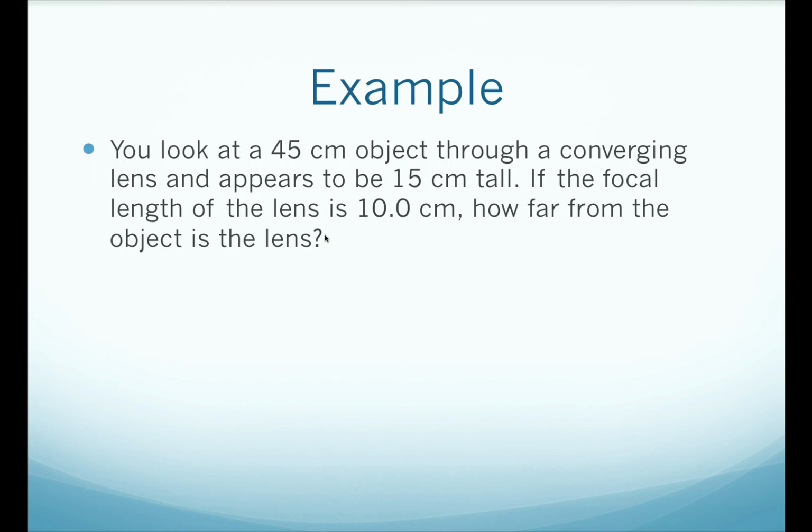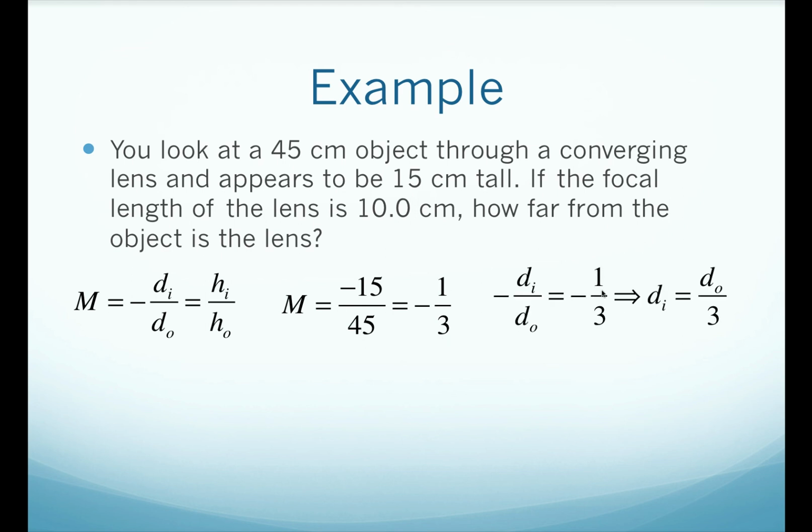Let's look at an example. You look at a 45 centimeter object and you see it as a 15 centimeter object, so it's smaller. For this type of lens, that's a dead giveaway: if it's a smaller image, then it's real. So therefore it's going to be flipped, so the image height is actually negative 15 centimeters. We need to figure out the distance to the object in this example. So magnification is negative 15 over 45. That's the height of the image, and it's flipped because it's real. 45 is the actual object, so it's negative 1 over 3.